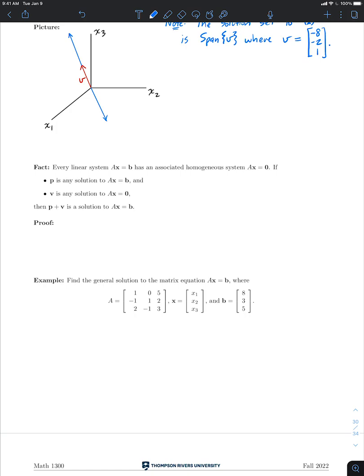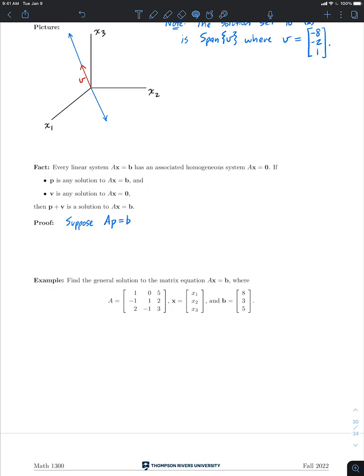Let's check. I'm going to start with some assumptions here, which really isn't anything other than just a rephrasing of the assumptions that we were given. So let's suppose that A times P is equal to b. What am I saying there? What I'm really saying is that P is a solution to Ax = b. Because what does it mean for P to be a solution to Ax = b?